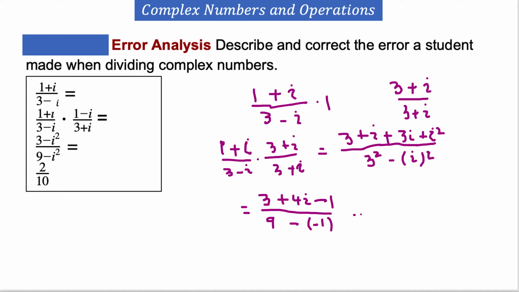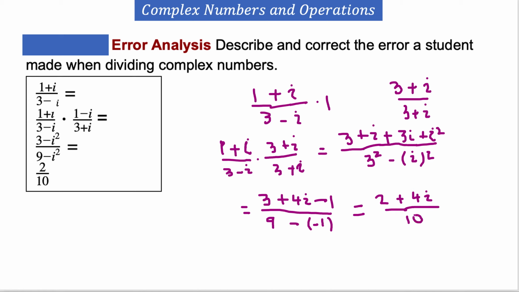And I can simplify this a little further. 3 minus 1 is equal to 2, plus 4i. And down in the denominator, 9 — negative negative is positive — 9 plus 1 is equal to 10. So now in the denominator we have a rational number, we have a 10.